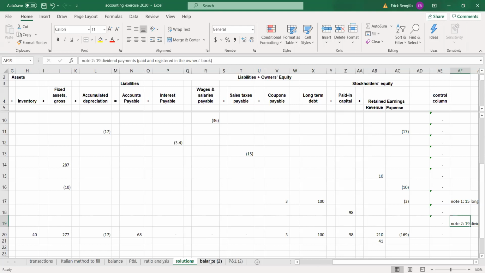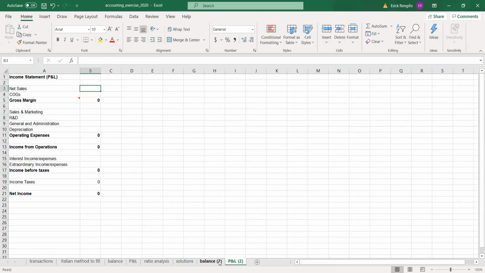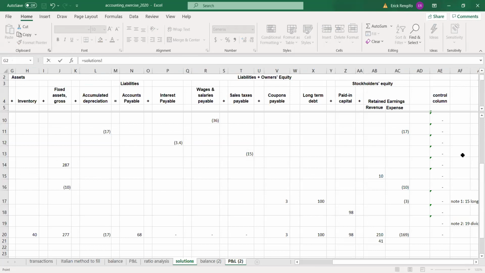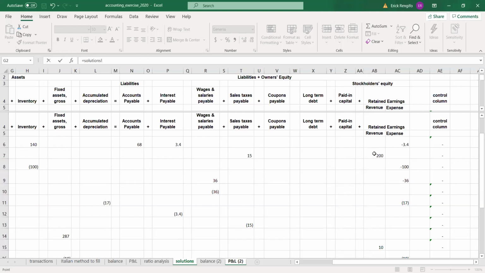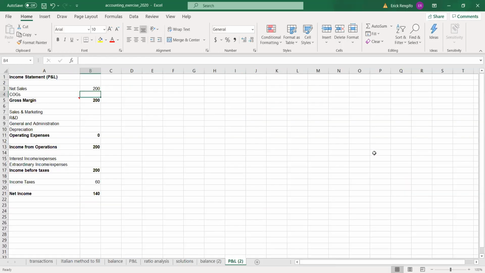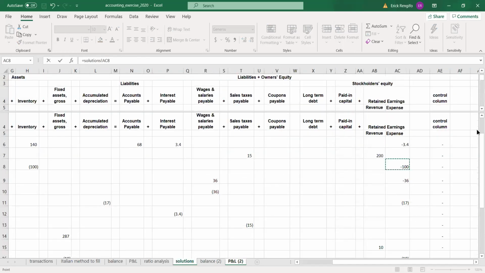So we can do the P&L, that is easier. So what are my net sales? Do I have net sales in my solutions? This one, right? This is the only one that is a sale of inventory, correct, guys? My cost of goods are this one here. Guys, do you agree? Yeah.